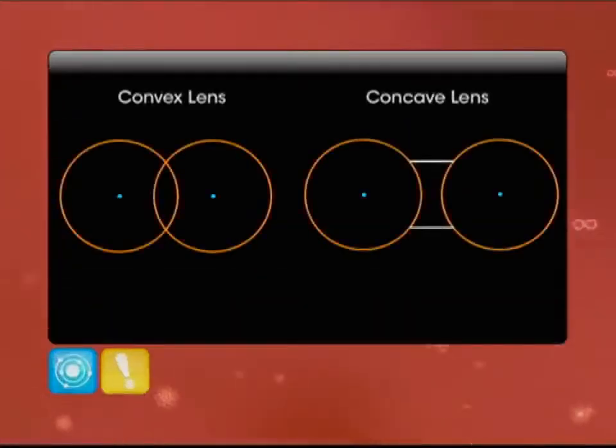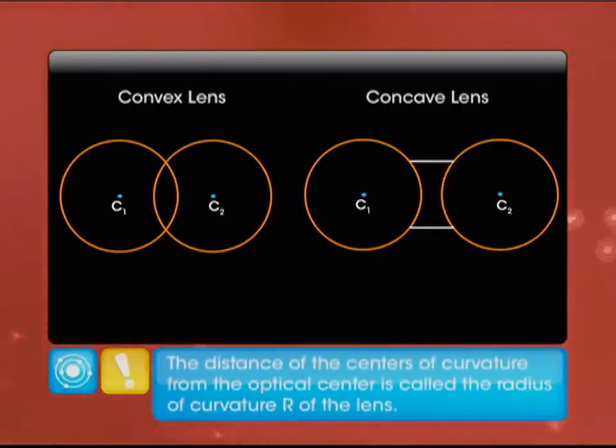Imagine a spherical lens as a cutout part of a solid sphere, like on the screen. The center of the sphere is called center of curvature of the lens. Since the lens has two curved surfaces, let us consider two spheres with centers C1 and C2 respectively. The distance of the centers of curvature from the optical center is called the radius of curvature R of the lens.